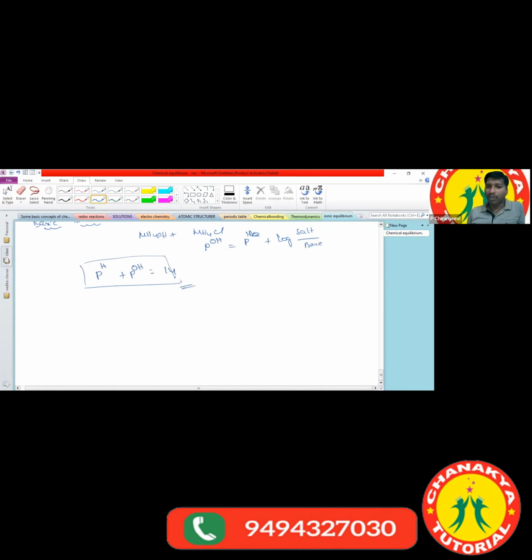Buffer solution is one of the important concepts. Clear? And the remaining part will continue tomorrow. 19.5% is finished. Only one concept is pending. So chemical equilibrium is completed. The remaining part will continue in the next class.